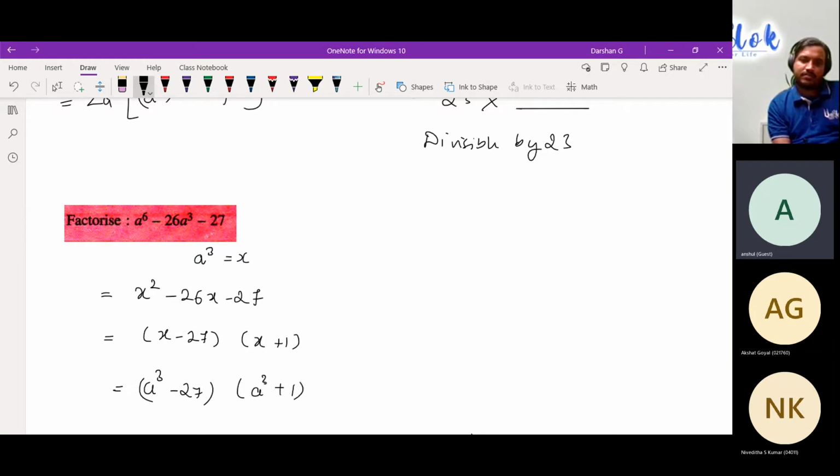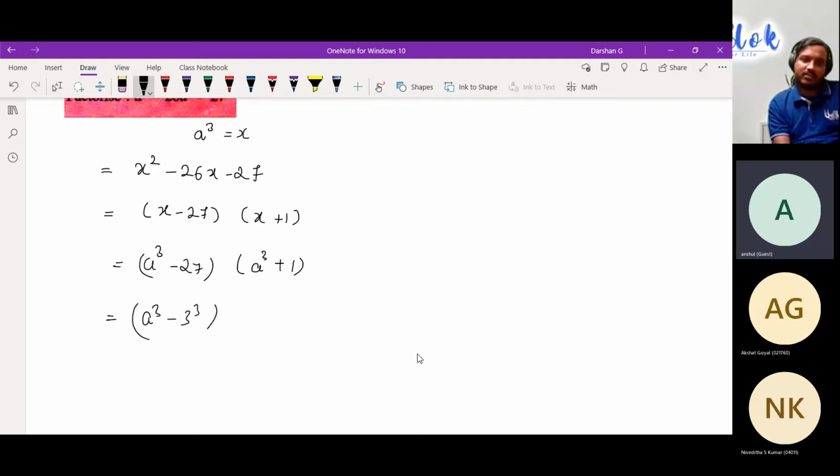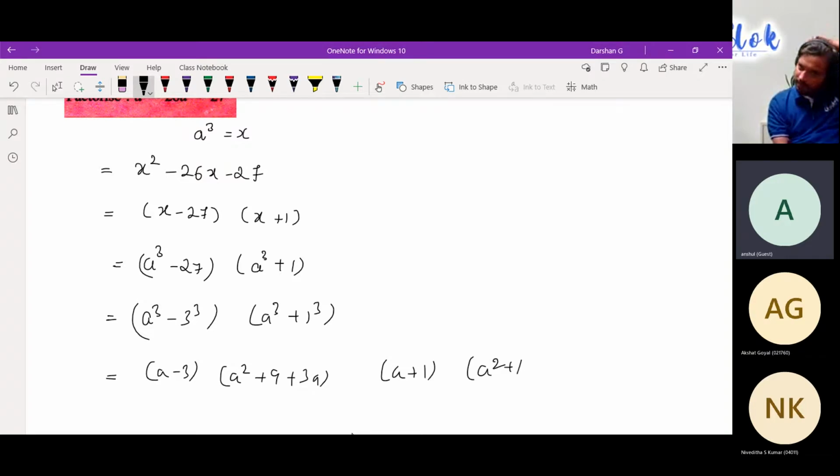But actually, is it technically possible to do a cube minus 27? Yes, technically, that is what I was about to tell. Technically, you are not done yet. This is a cube plus 1 cube as well. So you have to expand this and the other one as well: (a minus 3) into (a square plus 9 plus 3a), and (a plus 1) into (a square plus 1 plus a).